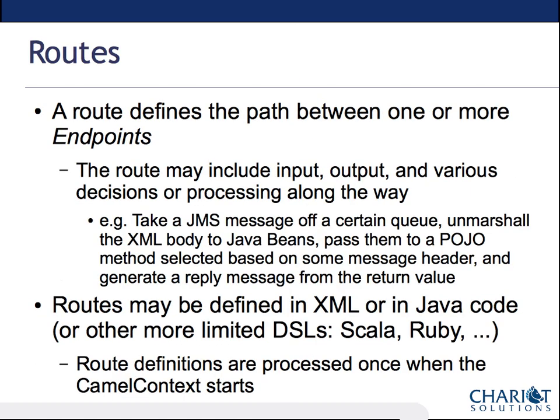Now, a route is a path typically between two endpoints, an incoming endpoint and an outgoing endpoint, though you may have some additional ones along the way. And the route basically includes processing between those two endpoints. So you can manipulate the message, you could save it to a database, you could log it, you could filter it, and so on and so forth between the incoming endpoint and the outgoing endpoint. Now, those routes, again, can be defined in several ways, but those definitions are processed once when the Camel context starts up. So the routes are just running as defined for the life cycle of the Camel context.